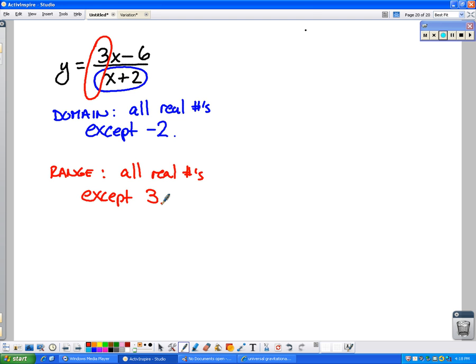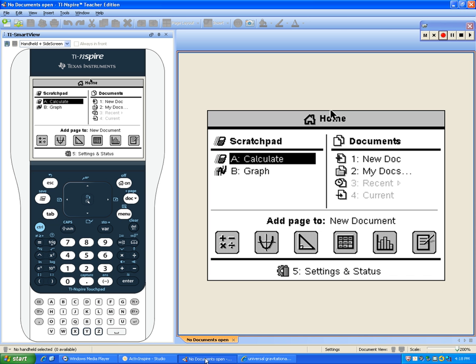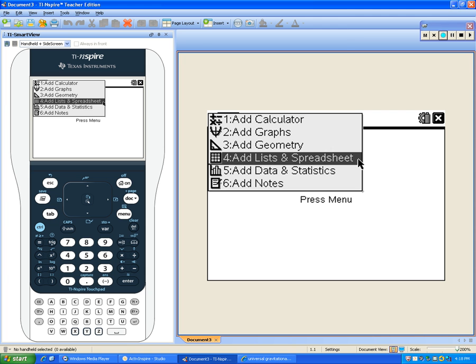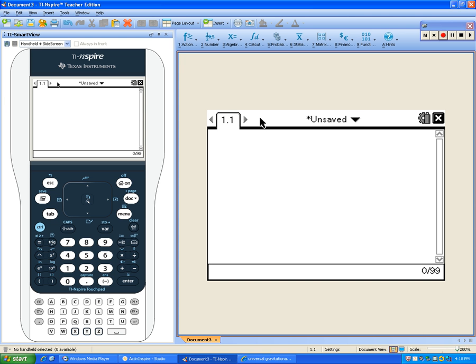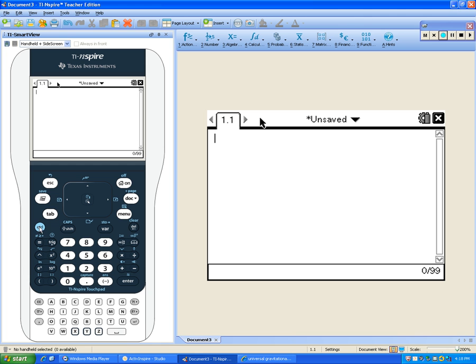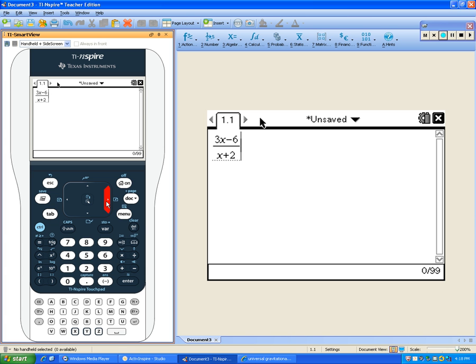We can investigate that with our trusty calculator here. So we'll create a new document and a calculator page, and let's define that function. So give ourselves the fraction template, 3x minus 6 over x plus 2. And we'll save that, so store it as function 1 of x. All right, so that's done for us.